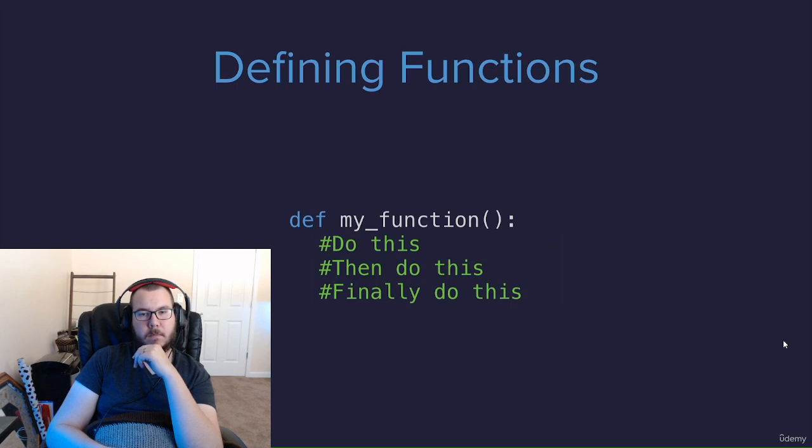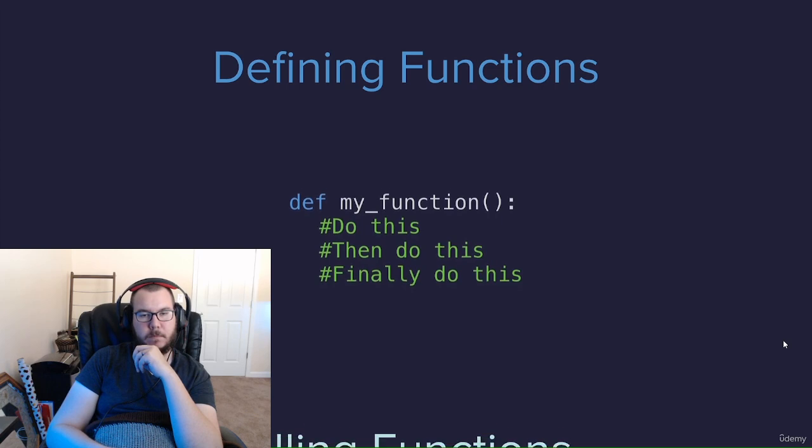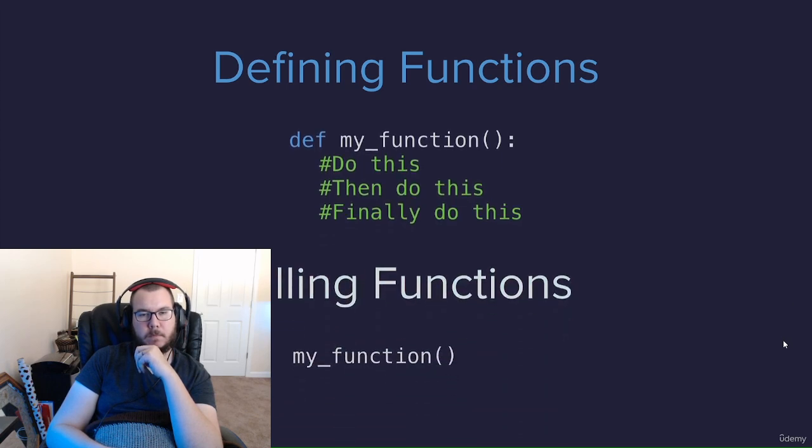So once you've defined the function, you've created the recipe, the next step is to actually use it, which in programming lingo we would call calling the function. And we call the function just by specifying the name and a set of parentheses. And once the computer sees this line of code, it'll know to go and carry out all the instructions inside where we defined our function.